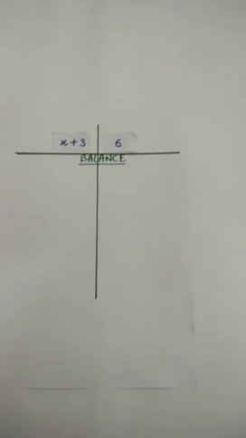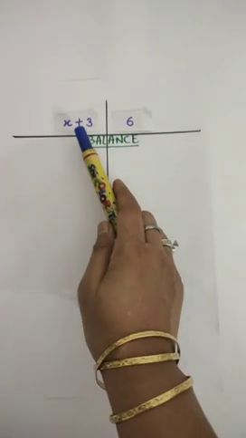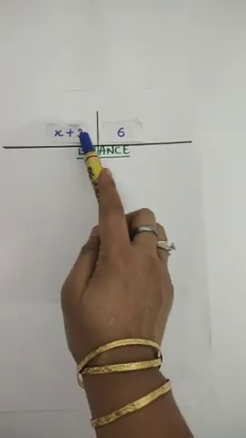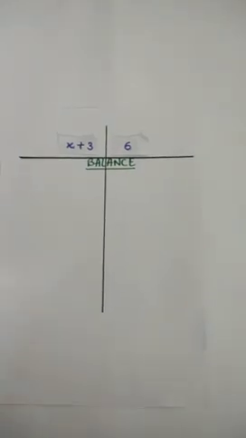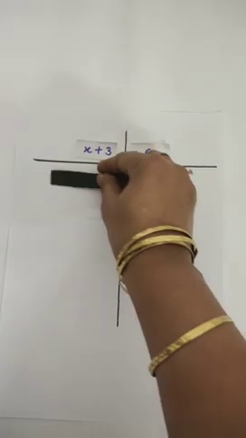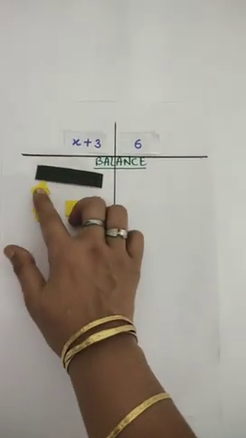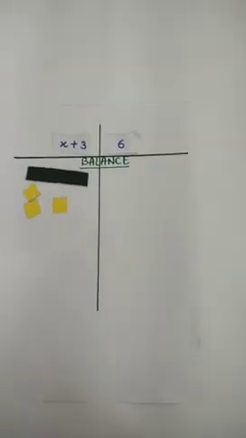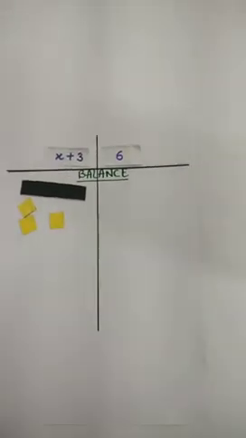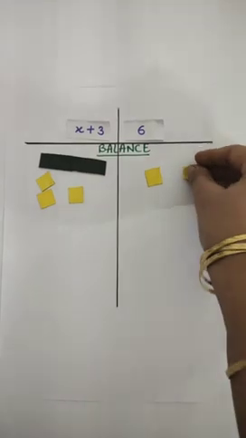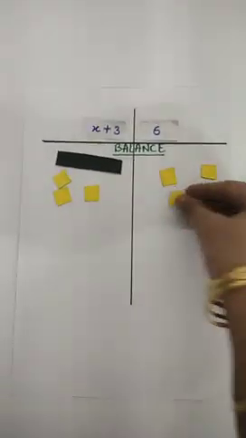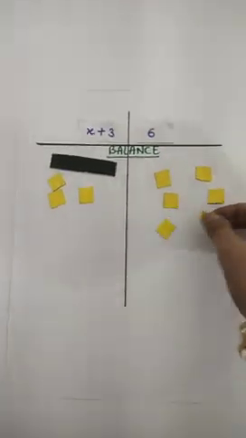Now let us solve an equation consisting of an addition sign. The equation is x plus 3 equals 6. X means one green tile, 3 is positive, so we can put 3 yellow tiles towards this side, and 6 towards the right hand side, again positive, so we can put 6 yellow tiles like this.